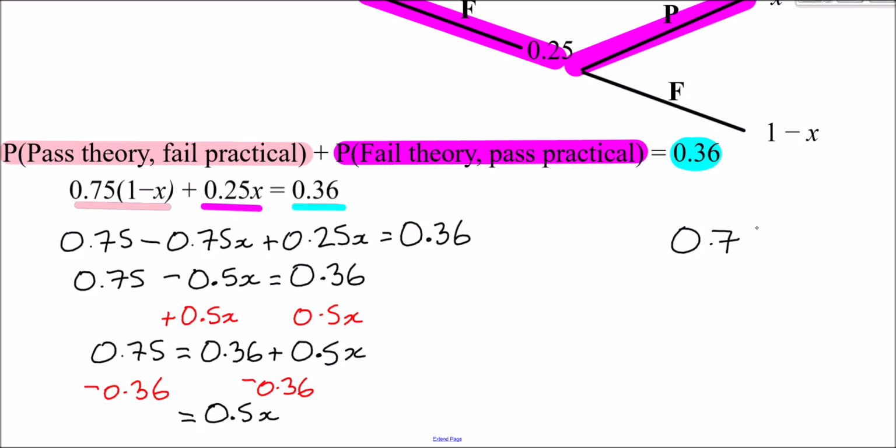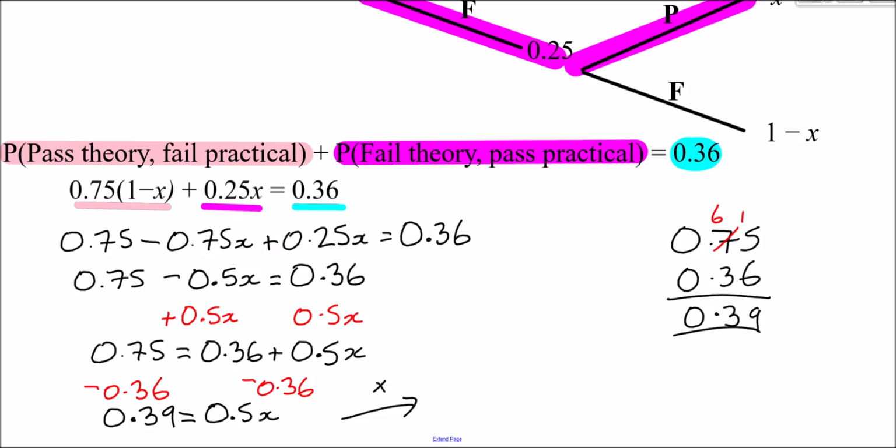If you want to do it the old-fashioned way, be my guest. 5 take 6 we can't do, so we need to borrow one from the 7. 7 becomes 6. The one we borrow moves next to the 5. 15 take away 6 is 9. 6 take 3 is 3. Nothing take nothing is nothing. So therefore 0.39 equals 0.5x. In other words, half of an x is 0.39. So if we now multiply by 2 to get a whole x, we can then see that therefore x equals the probability of passing the practical, of course, just remembering what we're wanting to talk about.